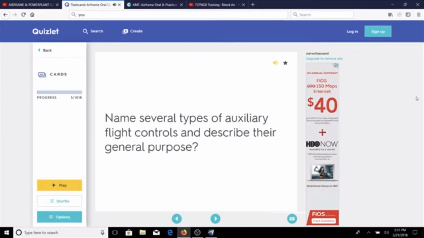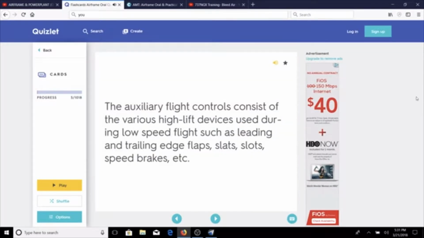Name several types of auxiliary flight controls and describe their general purpose. The auxiliary flight controls consist of the various high-lift devices used during low-speed flights such as leading and trailing edge flaps, slats, slots, speed brakes, etc.